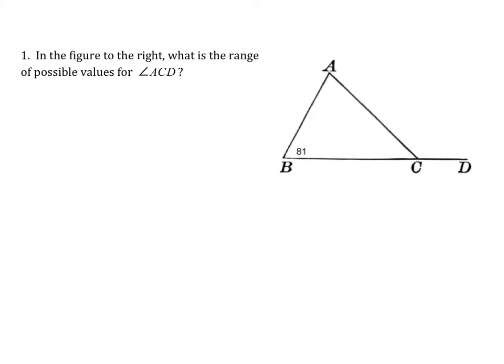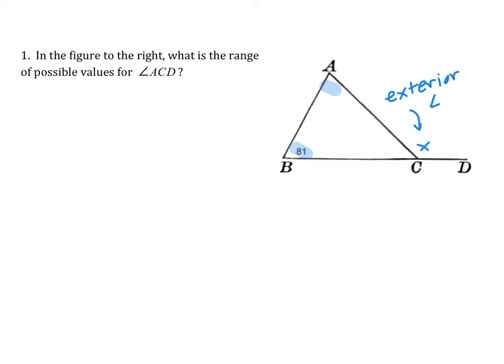Alright, so let's take a look at this first problem. This asks us to find the range of the possible values for angle ACD. That's going to be this angle right here, and I'll call it X. We know that the exterior angle, and this is the exterior angle, is always going to be larger than either of the remote interior angles, so either here or here.